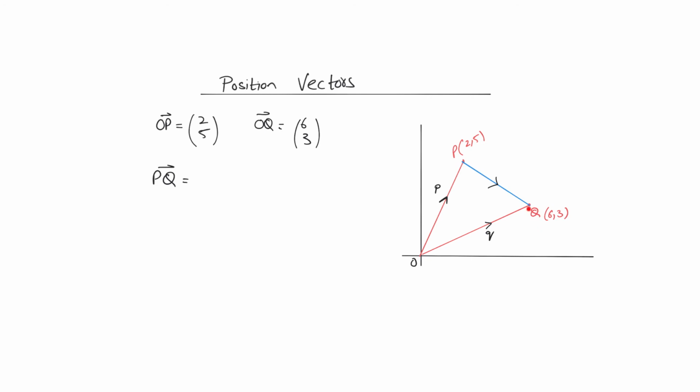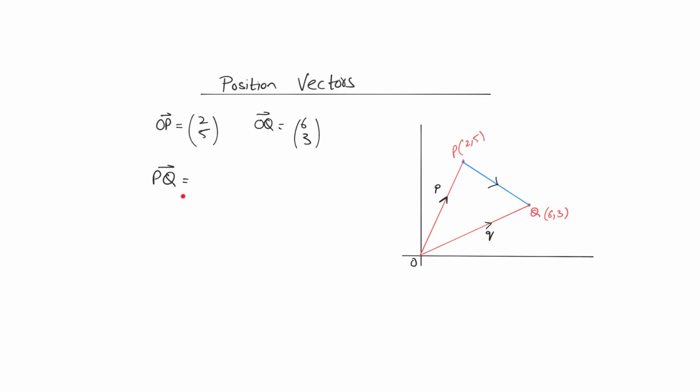And similarly the OQ vector: Q is a point with coordinates of 6, 3. So the OQ vector is moving 6 units here and 3 units here. So that's (6, 3). So OP in terms of a letter could be represented as vector p, and OQ could be represented by vector q.